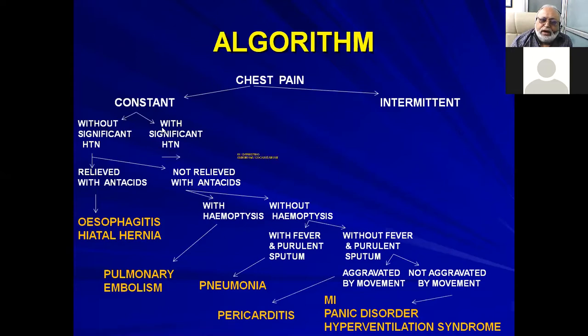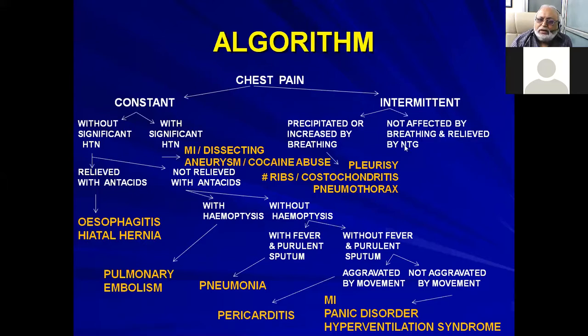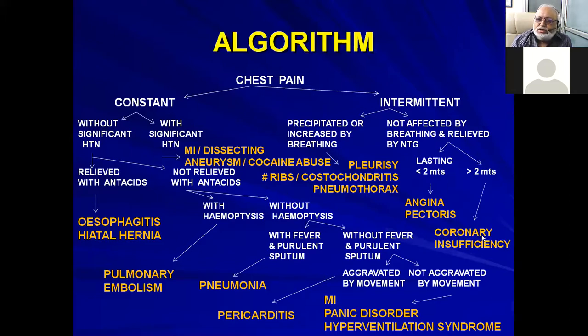If the constant chest pain had significant hypertension, then it could be either MI, a dissecting aneurysm, or cocaine abuse. In patients with intermittent pain, precipitated or increased by breathing, it is more likely to be pleurisy, fractured ribs, costochondritis, or pneumothorax. And if not affected by breathing and relieved by nitroglycerin, if it lasts less than 2 minutes, it is angina pectoris. If it is more than 2 minutes, it is acute coronary insufficiency. So this is the algorithm of chest pain, by which you have to assess the chest pain and reach a diagnosis.